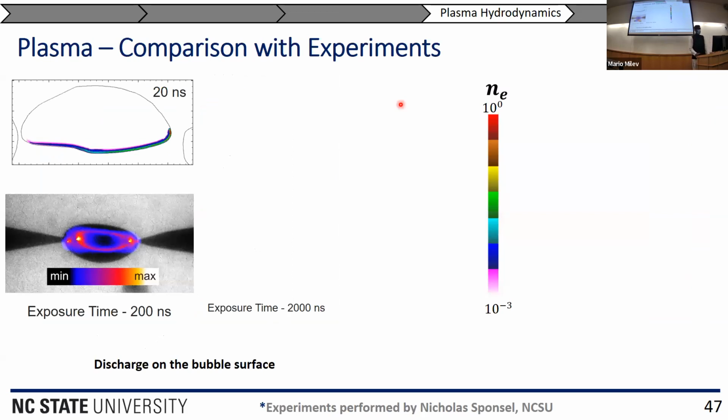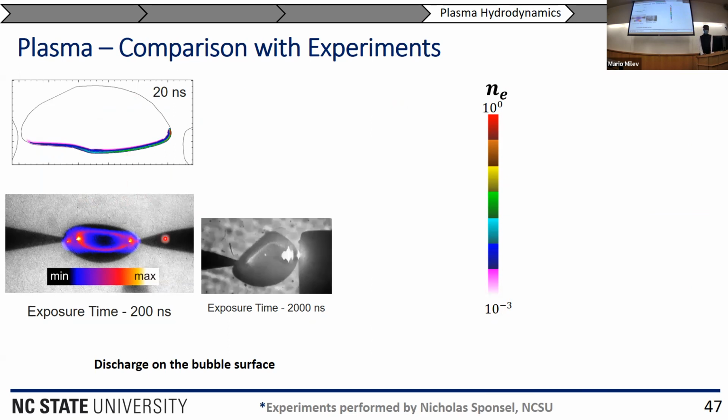So, a quick comparison with experiments. These experiments were done by Nick, and there's a variety of images here. This is your general scale of electron density, ranging on a log scale over 3 orders of magnitude. And this is a 20 nanosecond simulation. You see a streamer running all the way across the bubble.